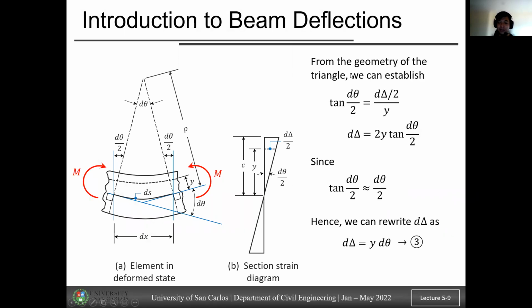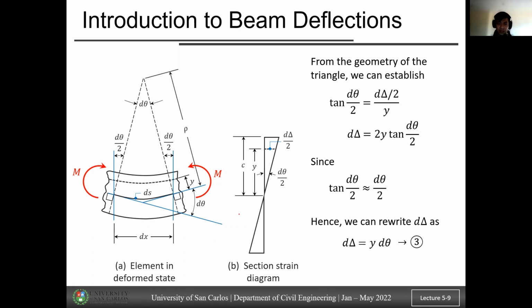Okay, so after we have determined the radius, 1 over rho is equal to the second derivative of y with respect to x. Now from this figure, we can establish a certain geometry of the triangle. So we now have tangent of d theta all over 2. So we're going to create a triangle, right? So that we can relate some stuff in the diagram. So it is equal to d delta over 2 all over the half of d delta over y, and d delta is equal to 2y tangent d theta over 2. So where is this coming from? This is coming from this triangle here in the section of your strain diagram.